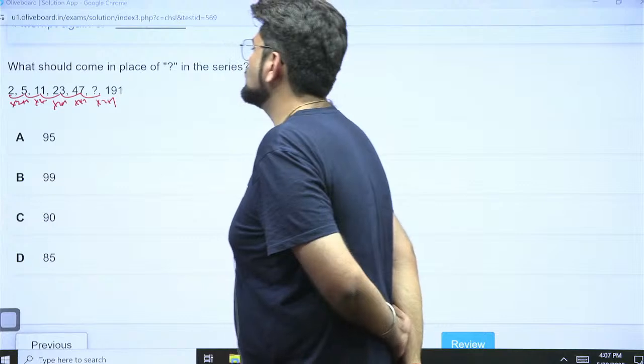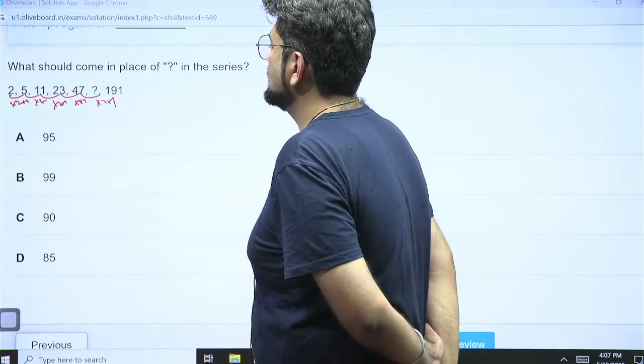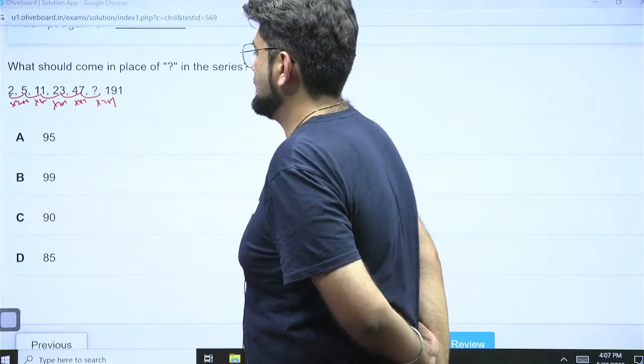So 47 into 2 + 1. So this is 94 + 1, 95. Option A is the right answer.